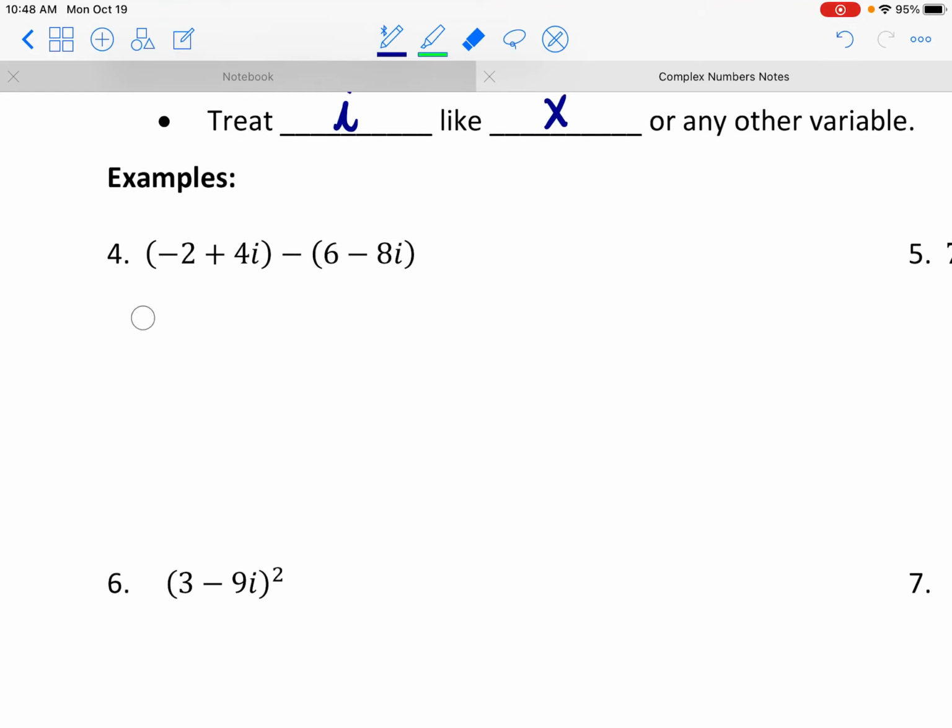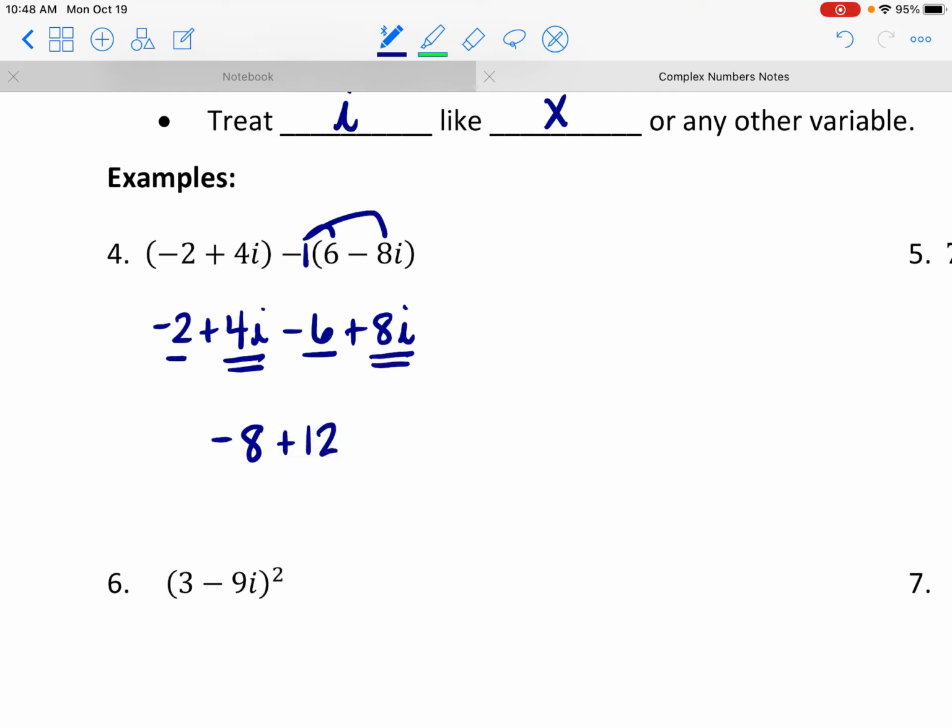So I can bring these first two terms down without the parentheses, because outside of the parentheses a positive 1 would do nothing there. But be careful on the next set of parentheses, since there's a negative 1 to distribute here, that's going to make that a negative 6, and it's going to make that a positive 8i. And now I combine my like terms. So I'm going to combine my real number parts, the negative 2 and the negative 6, which makes negative 8, and then combine the imaginary parts, positive 4i and positive 8i makes positive 12i. And that would be my complex number result.